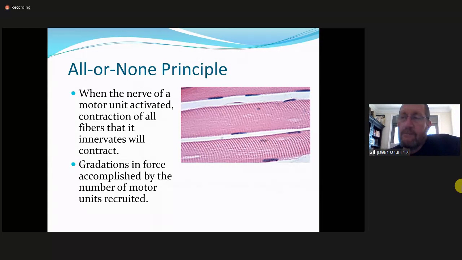Gradations in force, and this is important for you to understand, so put a little star next to it, I guarantee you'll see a question on this, are going to be accomplished by the number of motor units that are recruited. The increase in force: recruit more motor units.